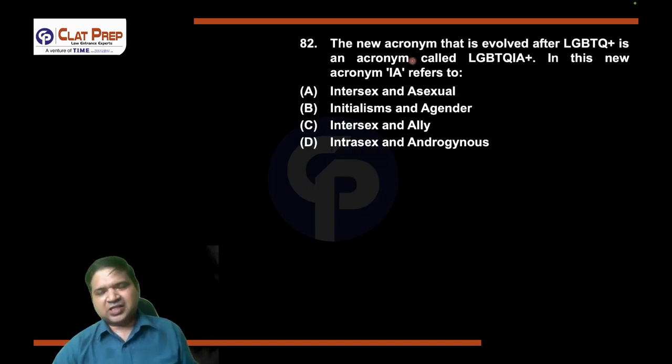Okay, the last question of this passage. The new acronym that is evolved after LGBTQ plus is the acronym called LGBTQIA plus. In this new acronym, IA refers to. Now this you will not find in the passage. You have to be aware. If you are reading the newspaper, if you are exposing yourself to literature that talks about law, that talks about the policies, then you will know the answer to this question. So what is IA? Intersex and asexual, initialisms and agender, intersex and ally, intrasex and androgynous.